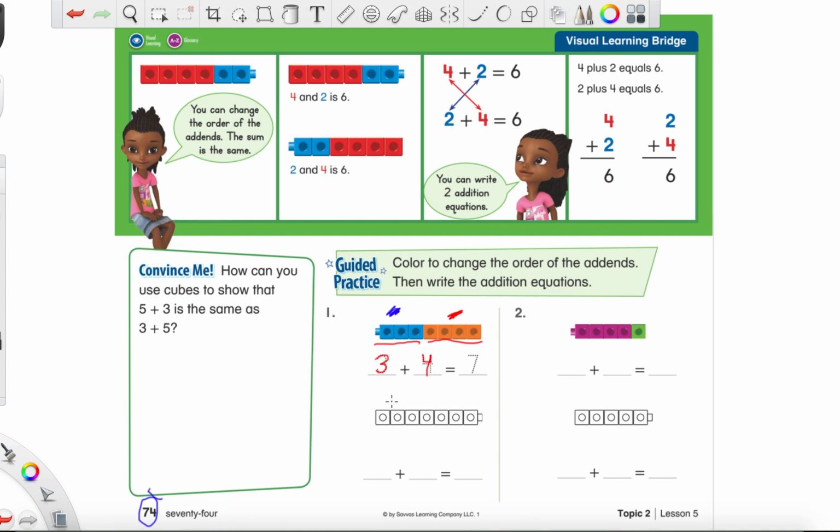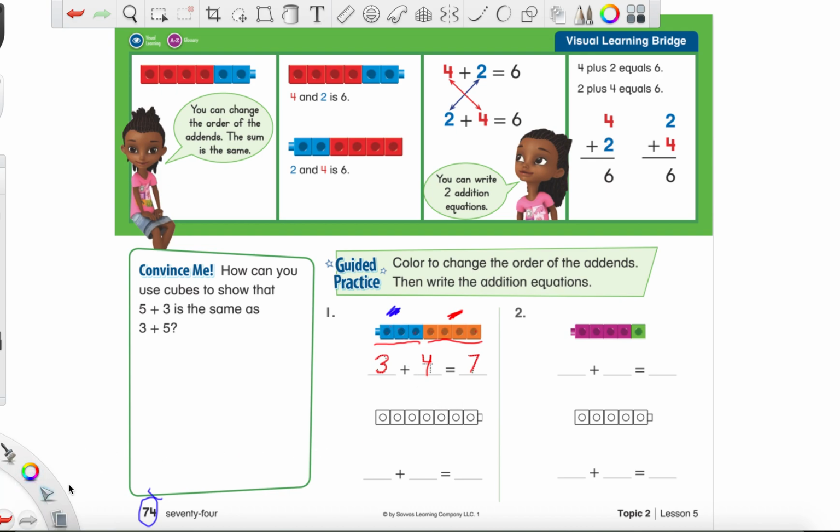Now we can count these all together and find out the total, find out the answer, what 3 plus 4 is. So 1, 2, 3, 4, 5, 6, 7. Okay, so 3 plus 4 is 7. Now what I want you to do is to color in these cubes down here in the flip-flopped way. So if they put blue first up here, it's going to be second down here.